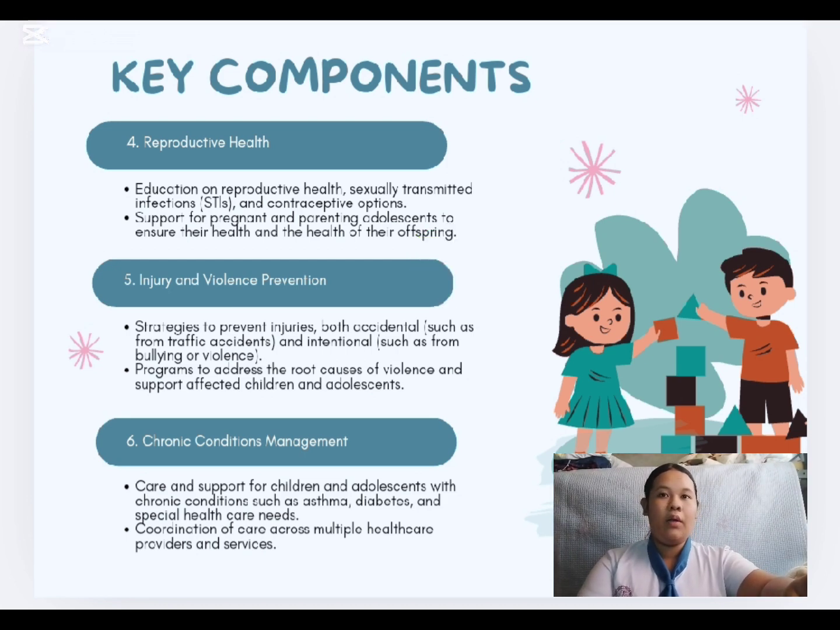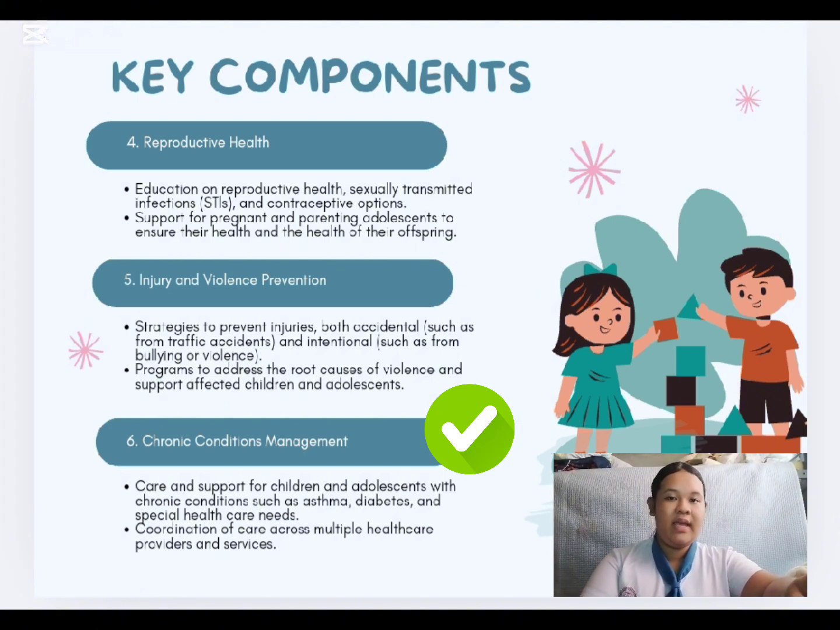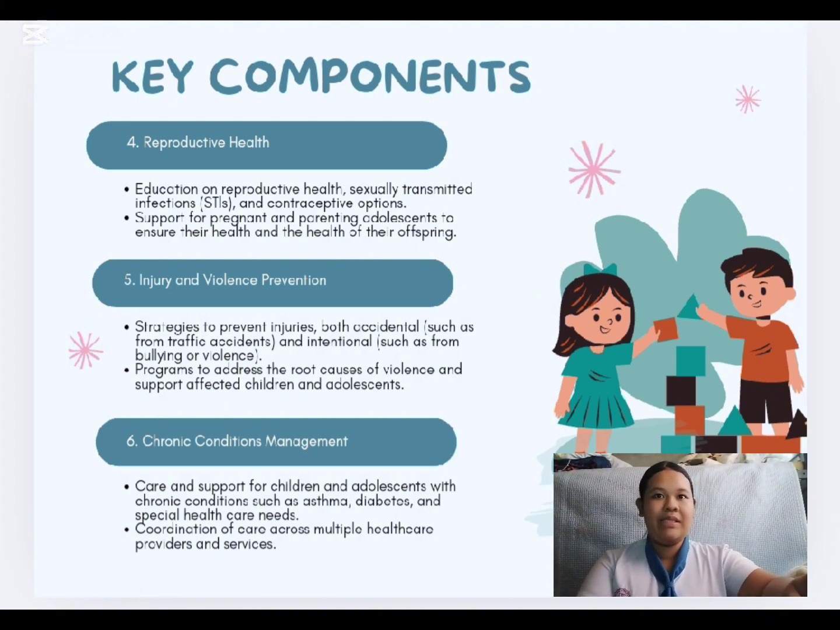Lastly, in our key components, we will be discussing chronic conditions management. Under this, we will discuss the care and support for children and adolescents with chronic conditions such as asthma, diabetes, and special healthcare needs, and the coordination of care across multiple healthcare providers and services. So that's what our topic is all about.